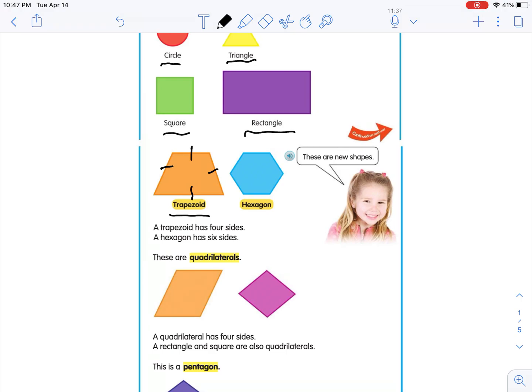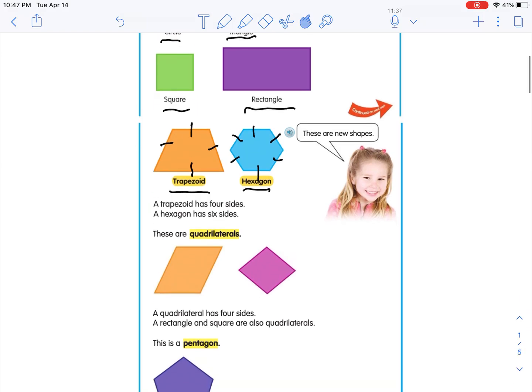And then another new shape is hexagon. And say that with me, hexagon. A hexagon has 6 sides. Can count those as well. I see 1, 2, 3, 4, 5, 6. 6 sides. Those are two new plane shapes we'll be working with.